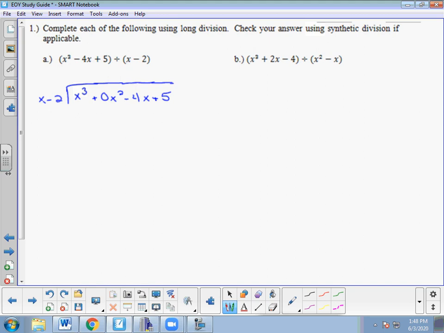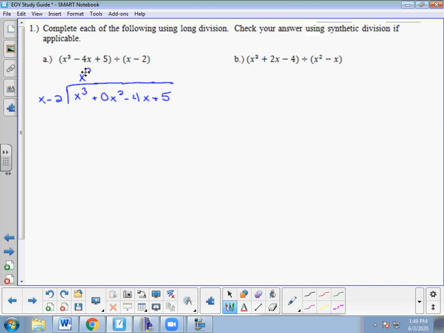Now, to come up with a quotient, which is the answer that we're looking for, the number that's going to go on top, what we need to do is compare the first term of the divisor to the first term of the dividend. Basically, we need to see what is x cubed divided by x, or what times x would give me x cubed. If you said x squared, that would be correct. So x squared is the first term in our quotient.